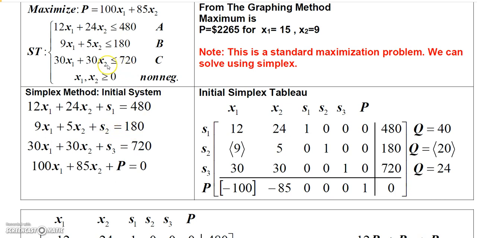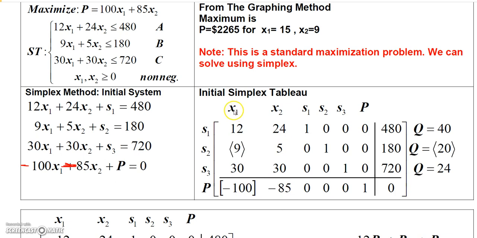And then the third one, if I add a slack variable to that one, I'll get 30x1 plus 30x2 plus s3 equals 720. And then when I move these numbers across the equal sign, they're actually negative. I see that I've got a couple typos here. These should be negative, so make sure you make those negative there. So when I move these across the equal sign, they change to negative 100x1 minus 85x2 plus p equals 0. Now I did change the signs over here, so they're okay here.